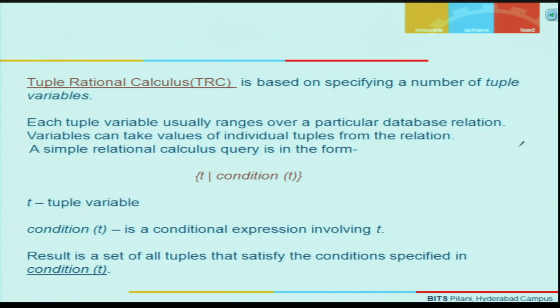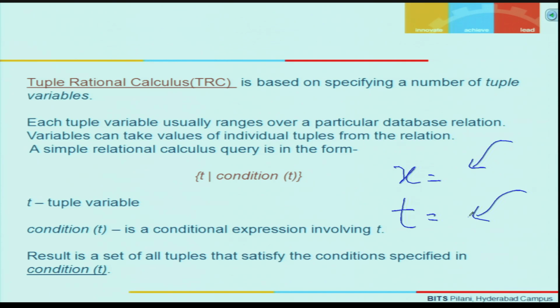The calculus that involves tuples as variables, hence it is tuple relational calculus. Each tuple variable usually ranges over a particular database relation. Normally any tuple you take belongs to a relation. Variables can take values of individual tuples. So if it is an integer variable x, what can it take? It can take any integer value. Similarly, if I had declared a tuple variable t, what can be stored in this? A tuple can be stored in the tuple variable of a specific type.